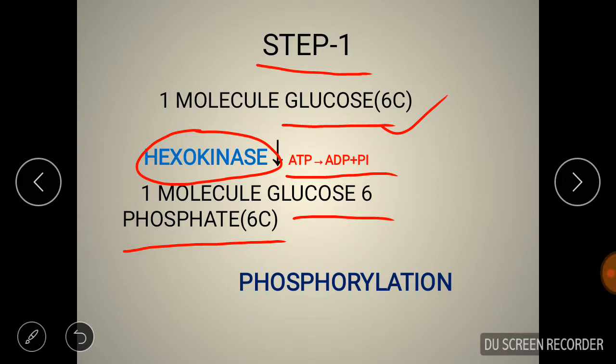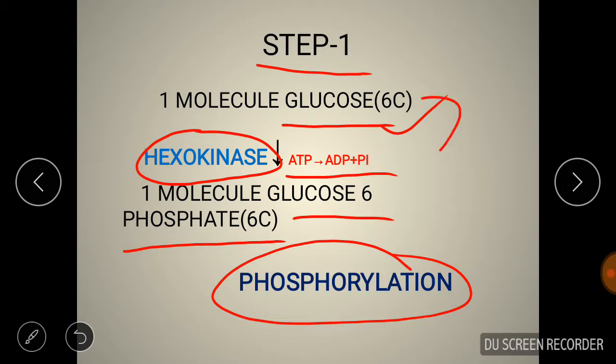So in the first few steps, we will see glucose is taking ATP, not giving ATP. As it is using ATP, the step is called phosphorylation. The glucose utilized ATP. This is called phosphorylation. It is very, very important in competitive exams: what is phosphorylation, why it occurs, when it occurs. So in the first step, the glucose takes ATP to become glucose 6-phosphate.